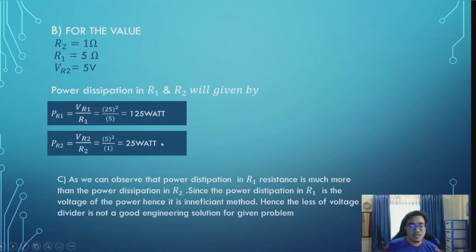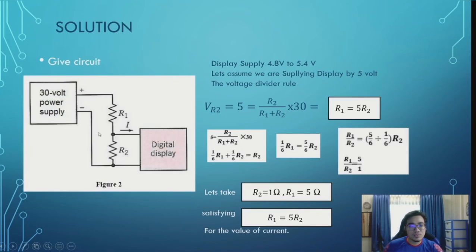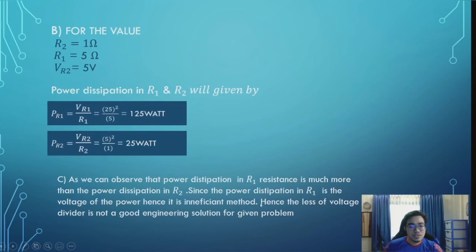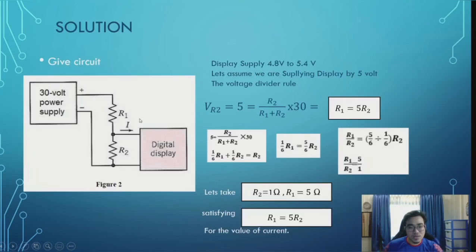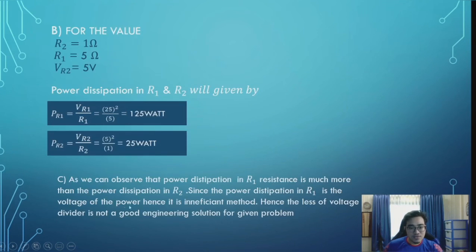And for question C, we can observe that the power dissipation in resistor R1 is much more than the power dissipation in R2. Since the power dissipation in R1 is wasted power, it is an inefficient method. Hence, the voltage divider is not a good engineering solution for the given problem. This is my solution for this question.